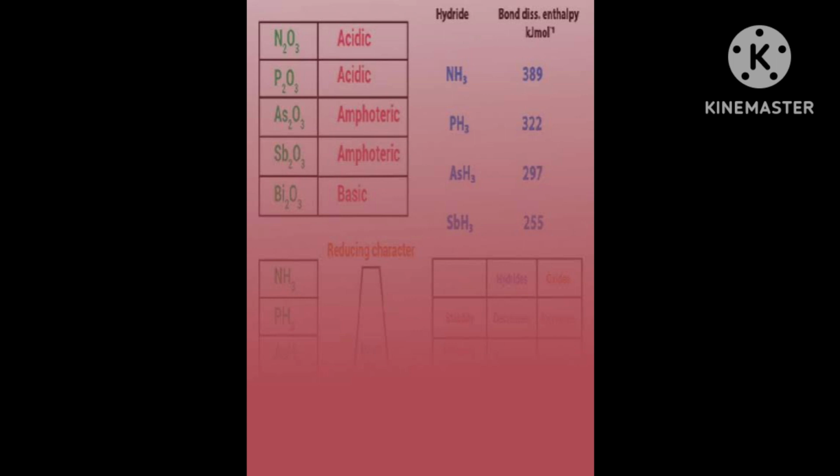E is the general symbol. E may be nitrogen, may be phosphorus, may be arsenic, may be antimony, may be bismuth, Bi. That's why in general we can write EH3, capital E, H3, where E is equal to N, P, As, Sb, Bi.